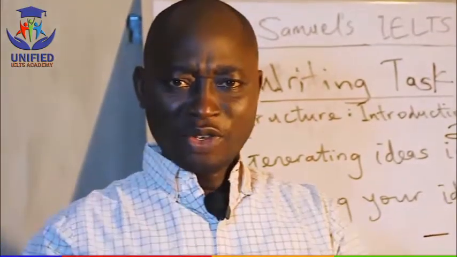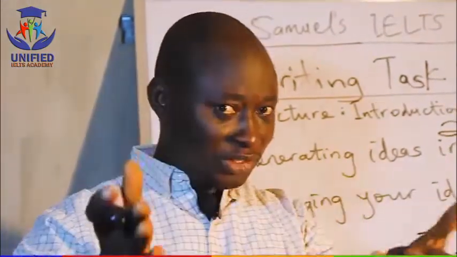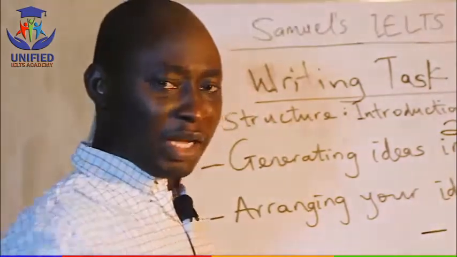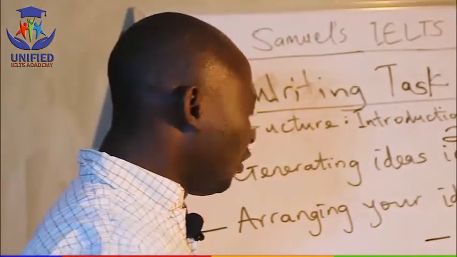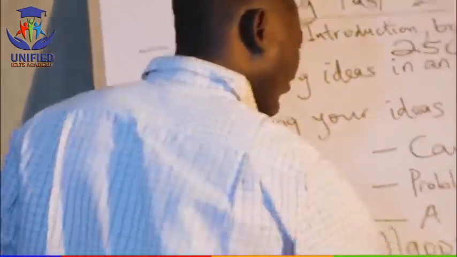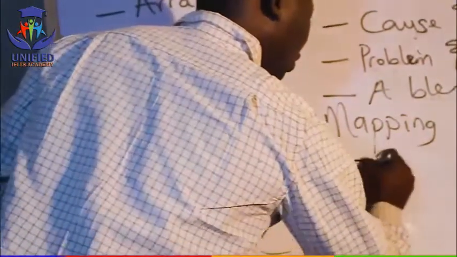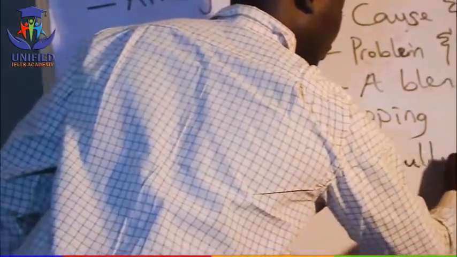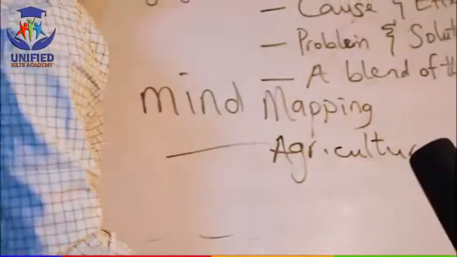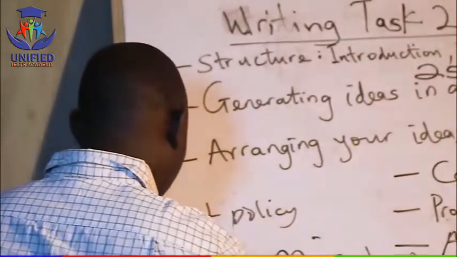Okay, maybe we should go together in this exercise. Food security. What are those words? Pick a paper and your pen and write. For me, I can see agriculture. Okay, food security, I can see food shortage.